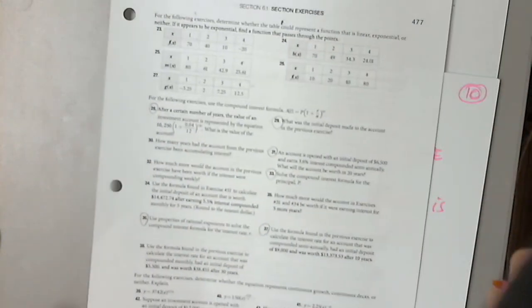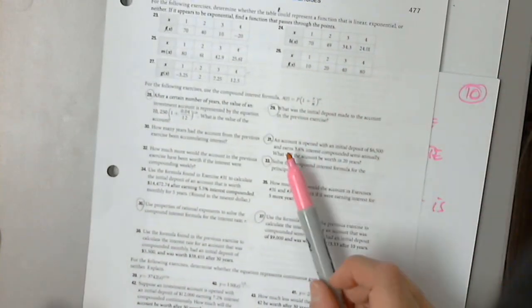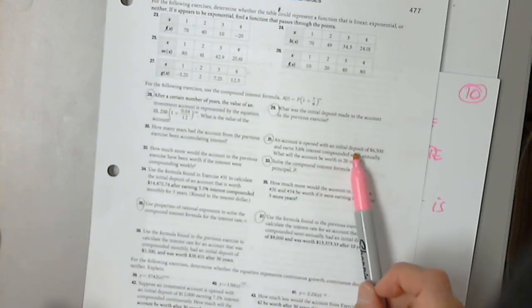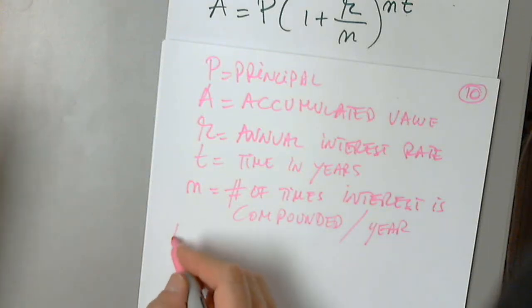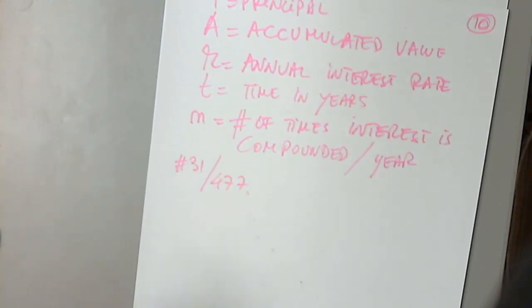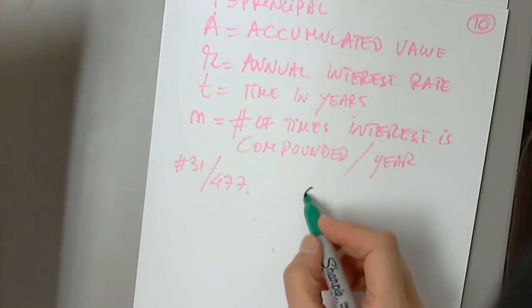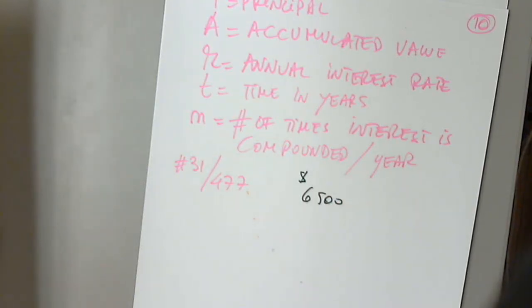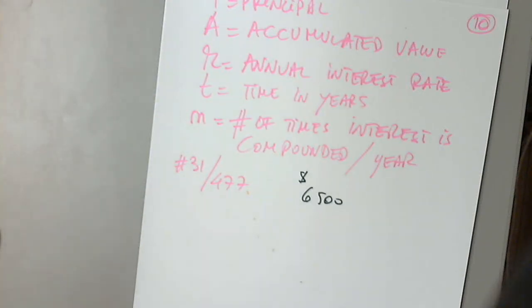I would like to look at, let's start with 31, and then I'll let you choose any problem you want. An account is opened with an initial deposit of $6,500. So this is problem 31 on page 477. Any questions? Okay, so 6,500, what does this mean? What does it represent? Very good, awesome.